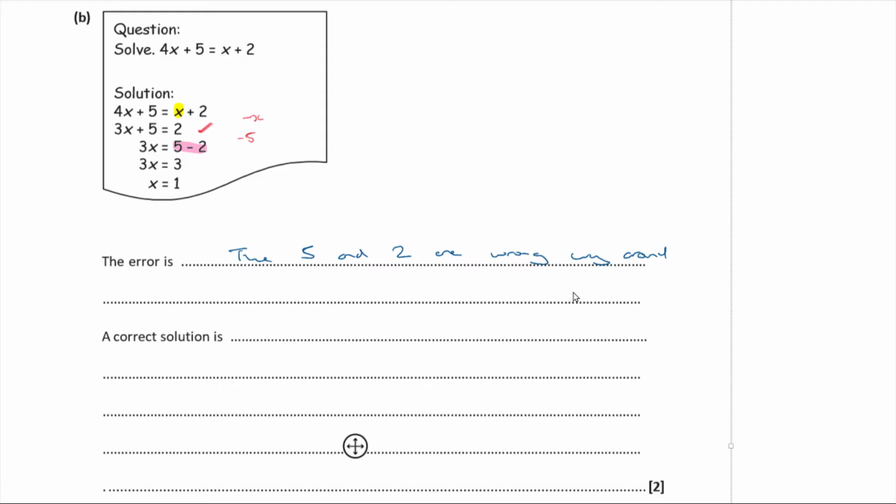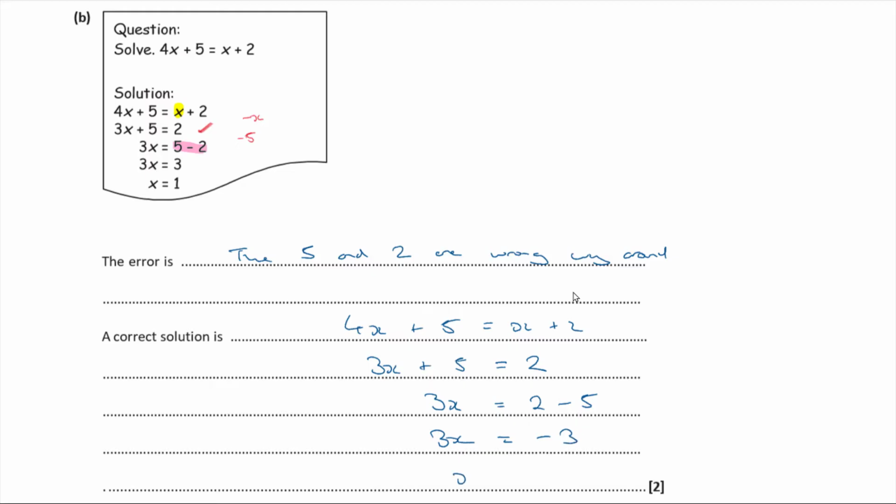And the correct solution should be 4x plus 5 equals x plus 2. Taking away the x, that gives me 3x plus 5 equals 2. Then subtracting the 5, I should get 3x equals 2 minus 5, which is 3x is equal to minus 3. So therefore, x is equal to minus 1. Okay?